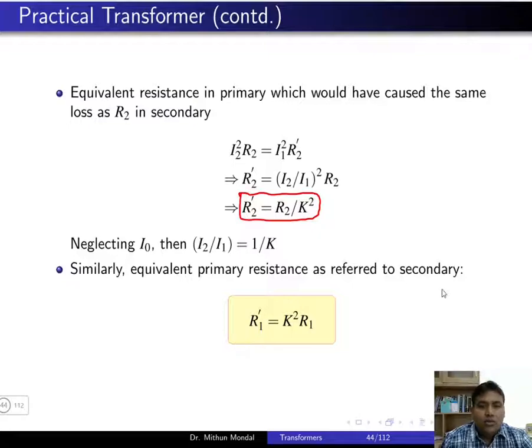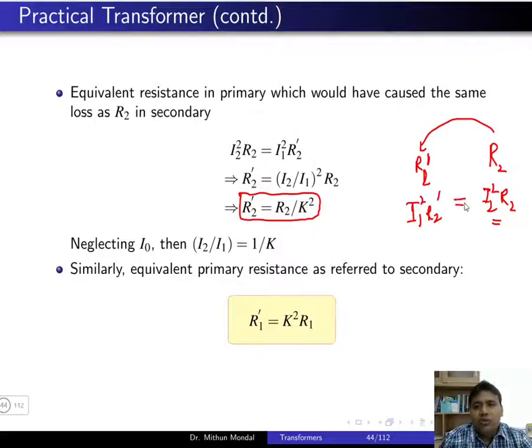If you transfer the R2 from the secondary side of the transformer to the primary side, you denote it with R2 dash. Now what is happening? The loss on the secondary side is I2 square into R2. When it is transferred to the primary side, it will be equal to I1 square into R2 dash. These two should be equal. So you can write I2 square R2 is equal to I1 square R2 dash.